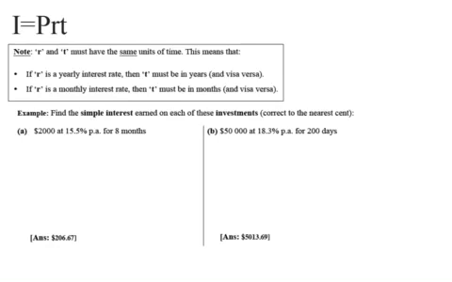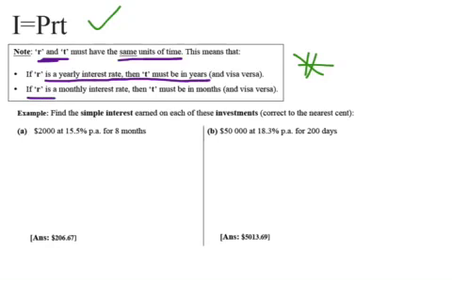Now, let's have a look. But before we do that, here's our formula again. Now, here's a very important point just here. The interest rate and the time must have the same units of time. So, if R is a yearly interest rate, then T must be in years. If R is a monthly interest rate, then T must be in months, and vice versa.